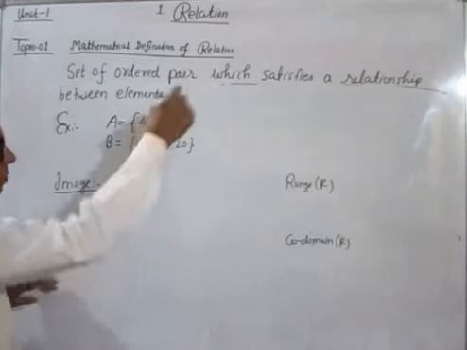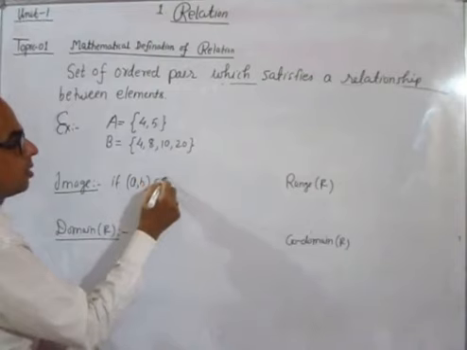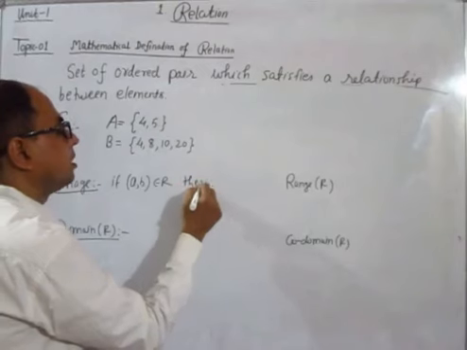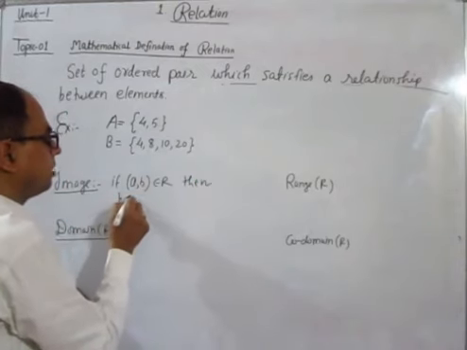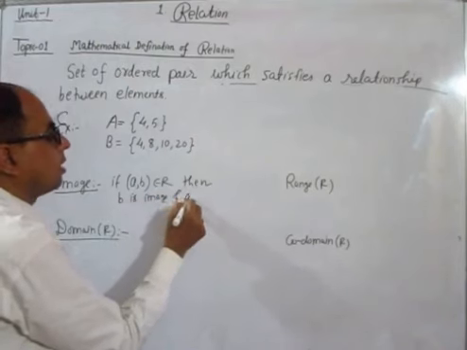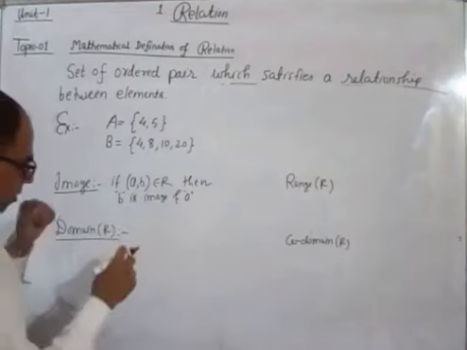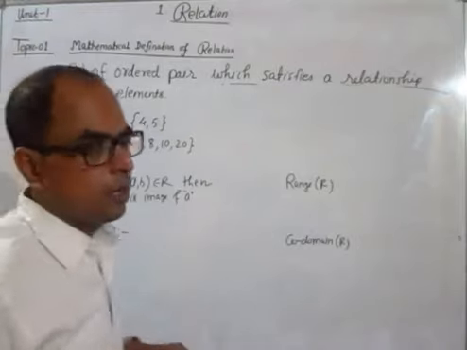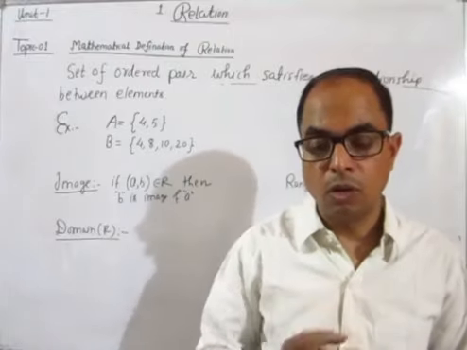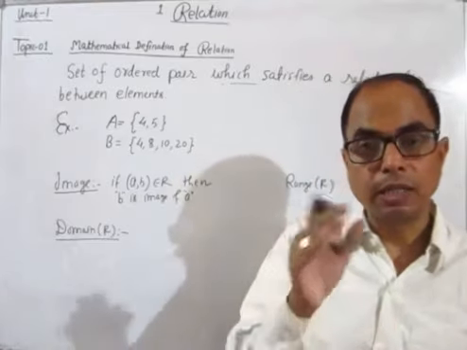So simply, if A is related with B, then you can say B is image of A. Now in the previous example you can say that 4 is image of 4, 8 is image of 4, 20 is image of 4. Similarly 10 is image of 5, 20 is image of 5.